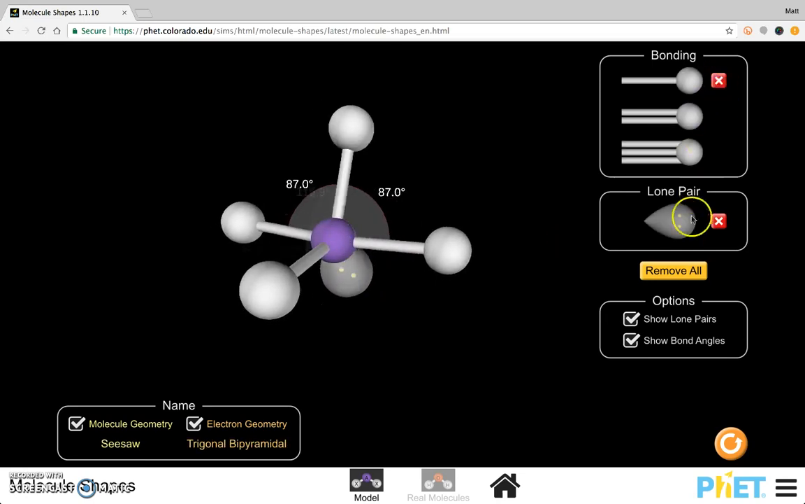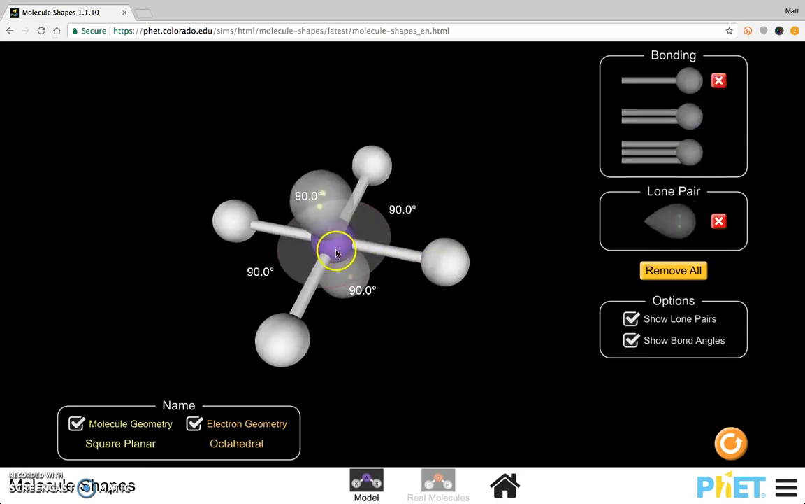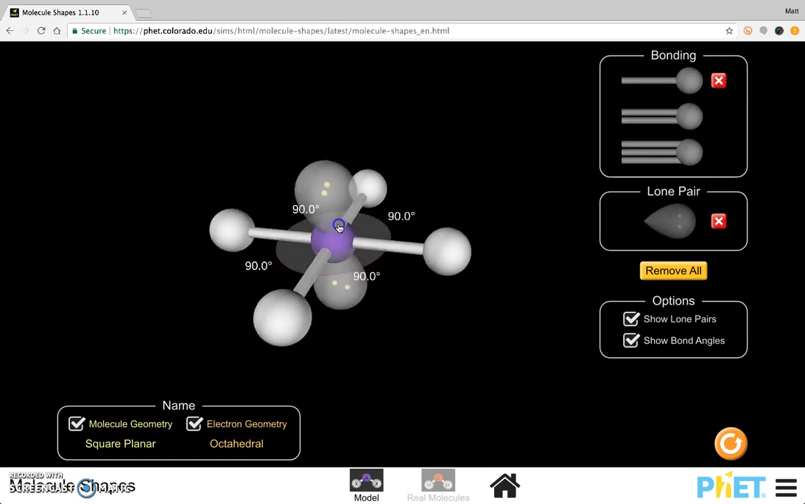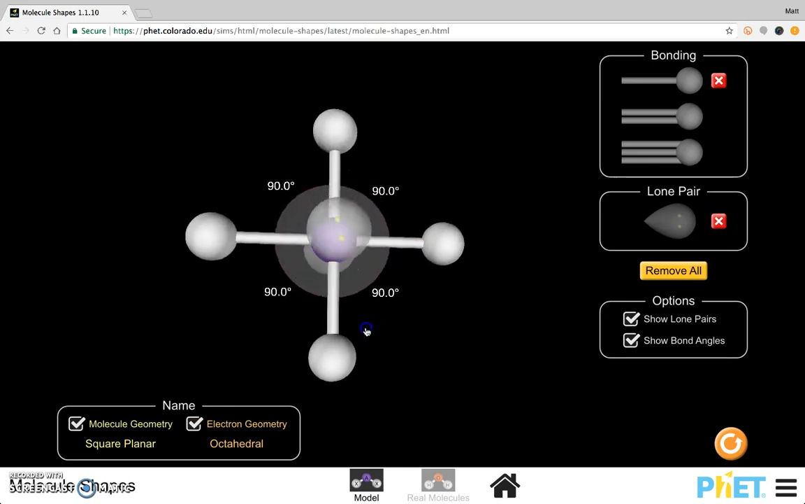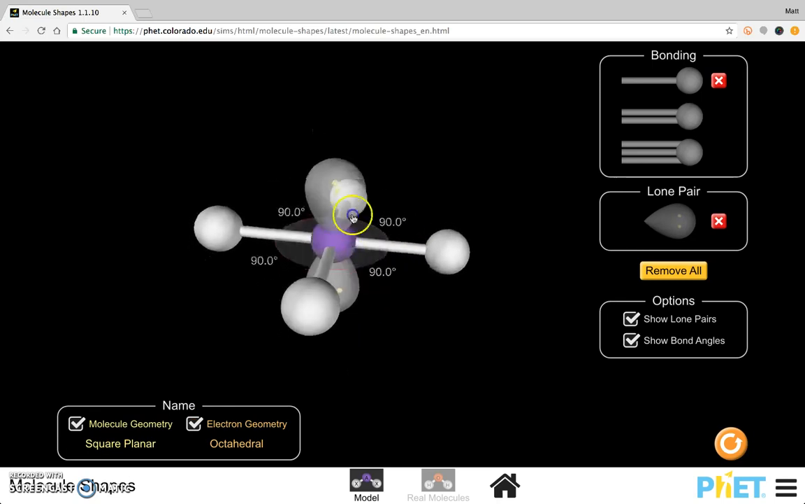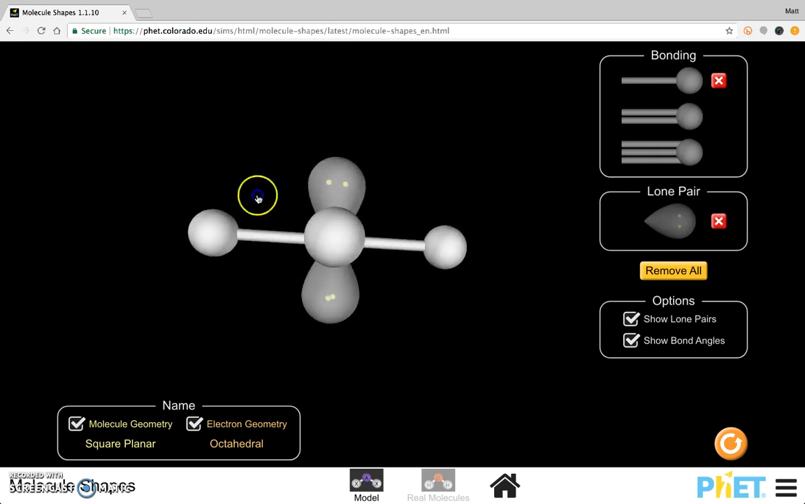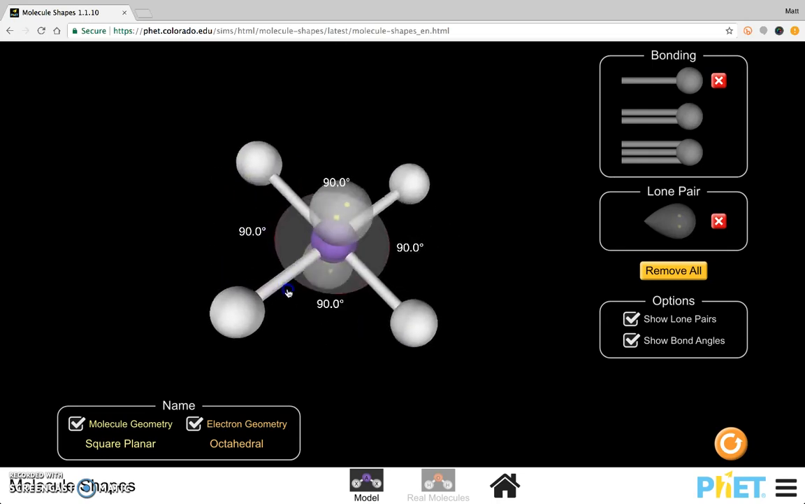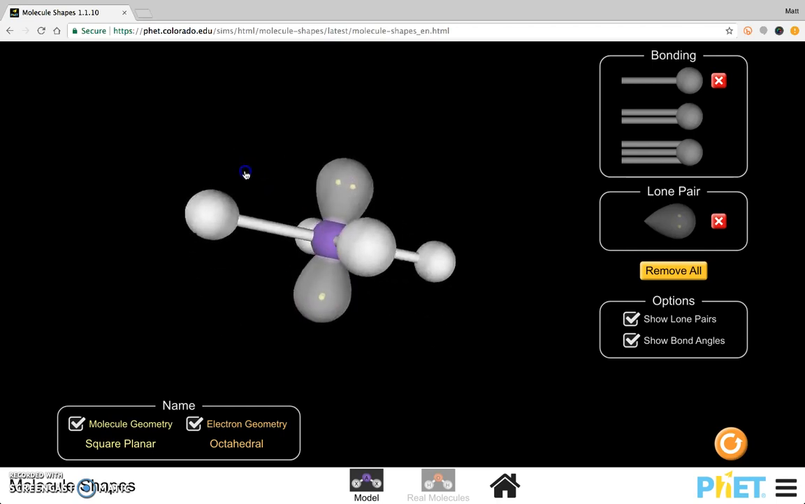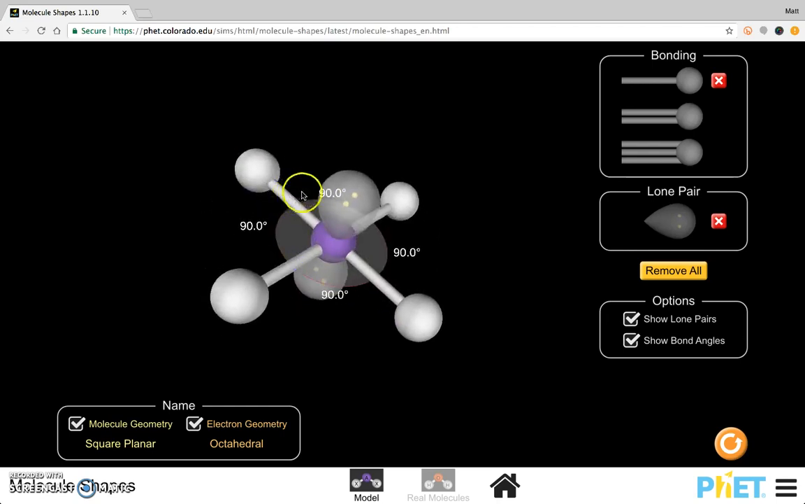Removing one more of the bonding groups and replacing with a lone pair, the electron geometry again remains octahedral, but our molecule geometry is now square planar. So named because we can see a square of outer atoms, and they are all on the same plane, basically a flat square. Bond angles here would be 90 degrees. You could also say a 180-degree bond angle if we were going across the molecule.